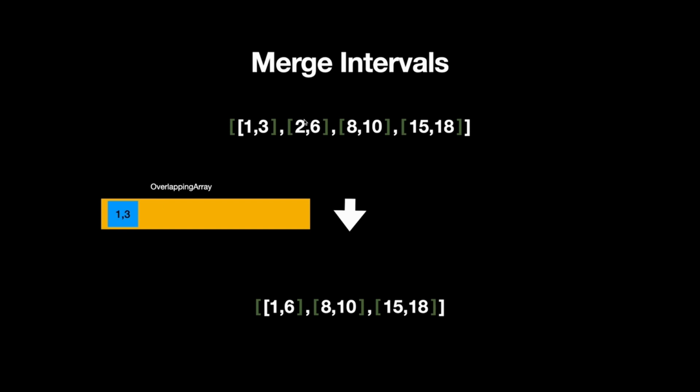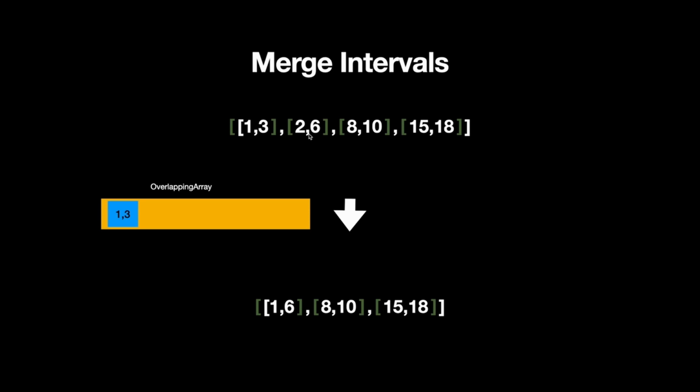Now the next one, when we loop through this one, 2, 6, we have to compare the last element in our overlapping array with this element, 2, 6, the current element. So how we compare it, as I said, the last element of this should be smaller than the first element of this. So if it is not small, so 3 is not smaller than 2, it means these two are overlapping. So in that case, we won't insert 2, 6, we will just update 1, 3, the last element in our overlapping array, with the current interval in our loop.